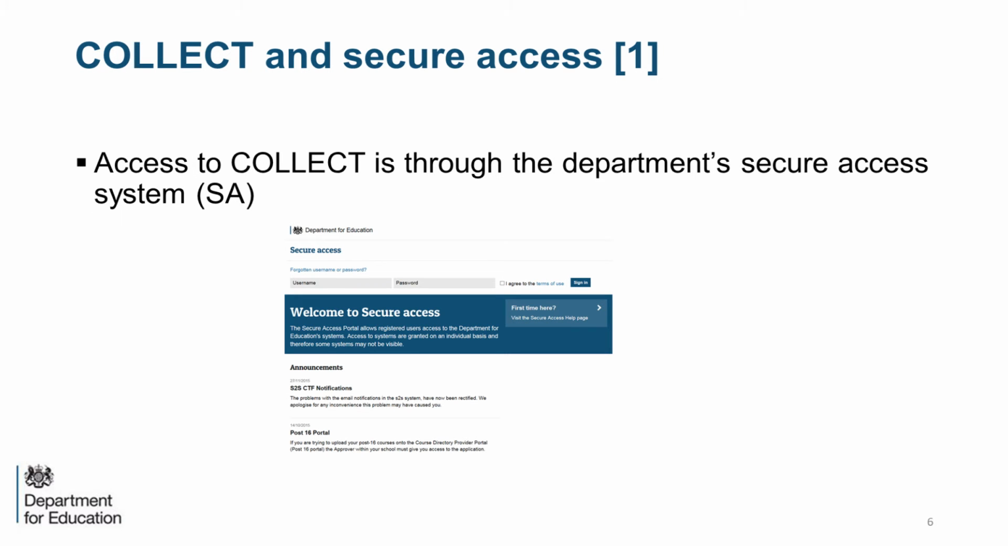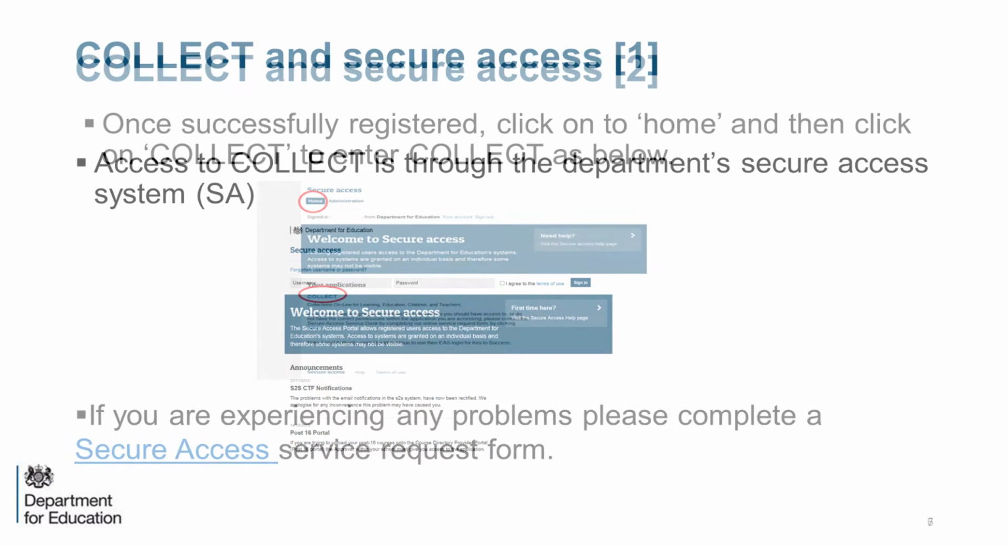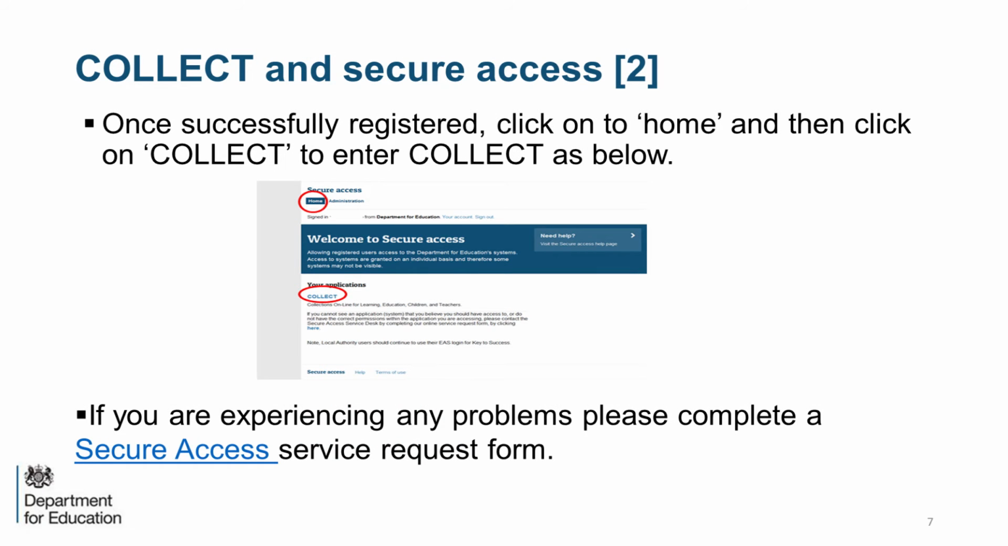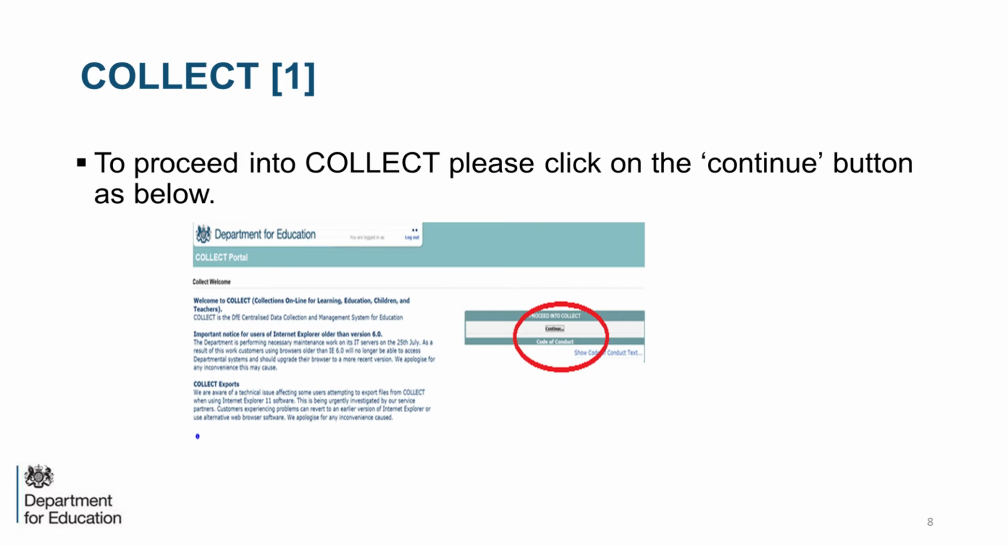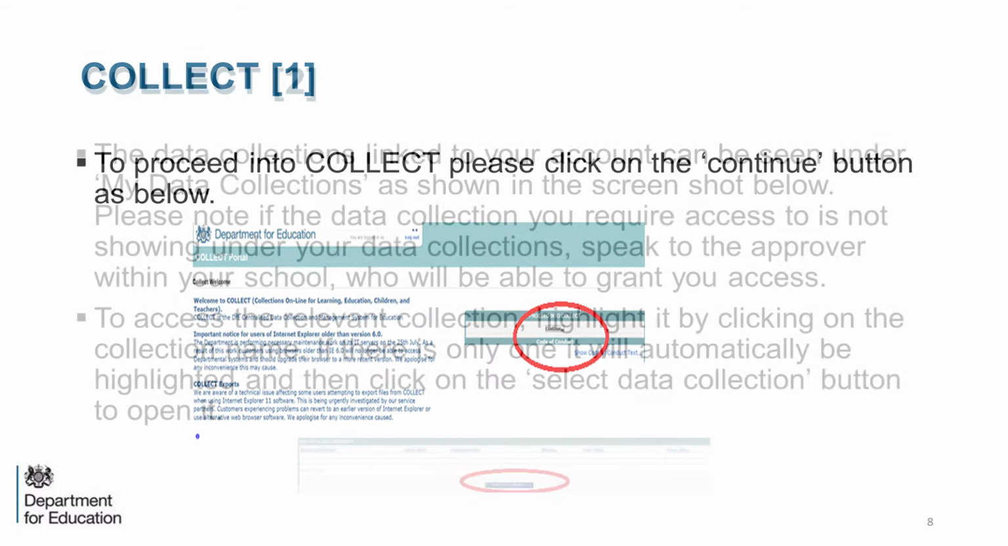Access to CLECT is through the department's secure access system known as SA. Once you've successfully registered, click onto Home and then click onto CLECT to enter the system. To proceed into CLECT, please click on the Continue button.